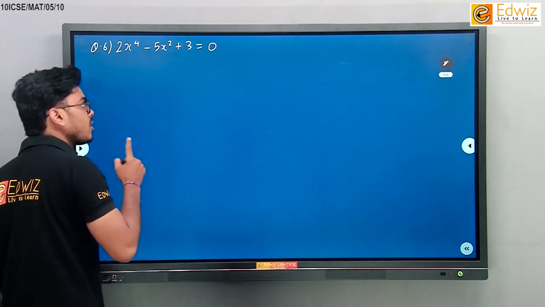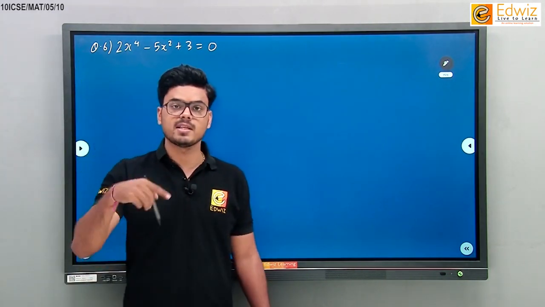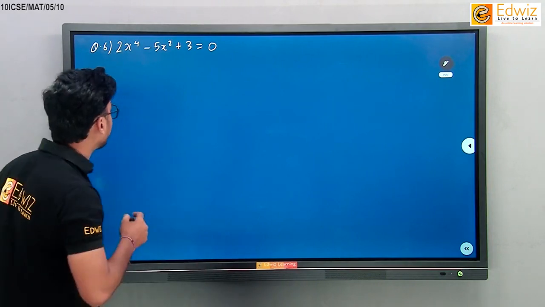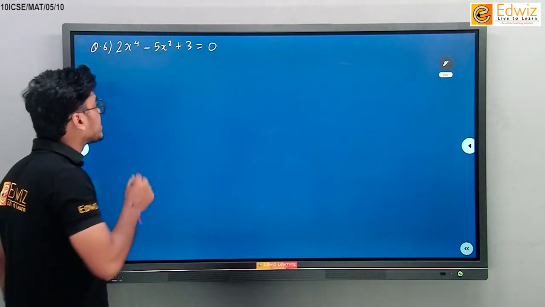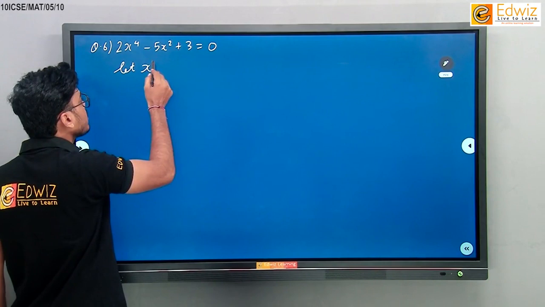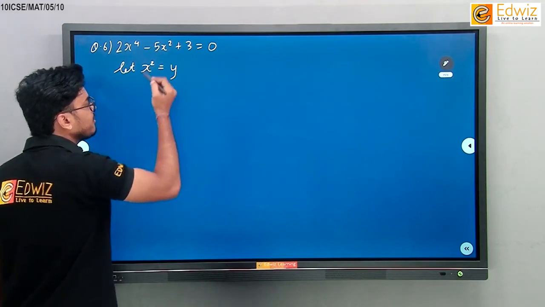In this equation, it is not initially a quadratic equation. We'll have to change it into a quadratic equation. How can we do that? So there is a hint given in the question. Let x square equal to some other variable y.